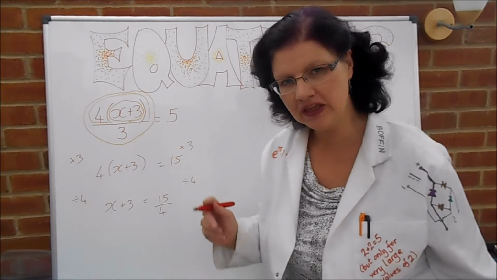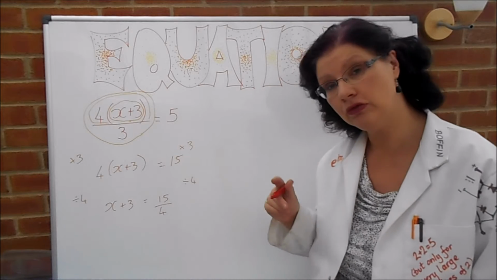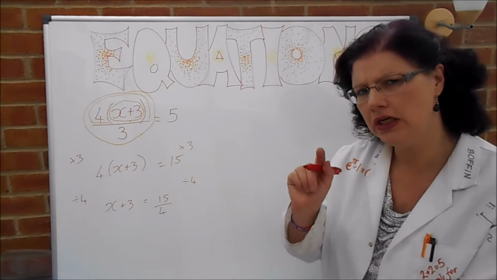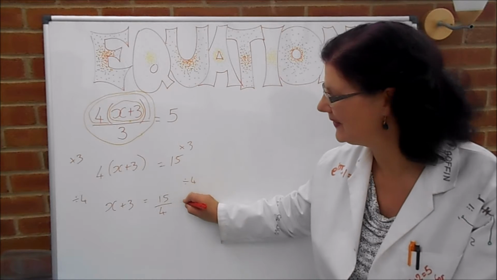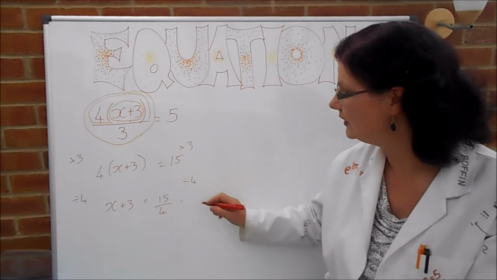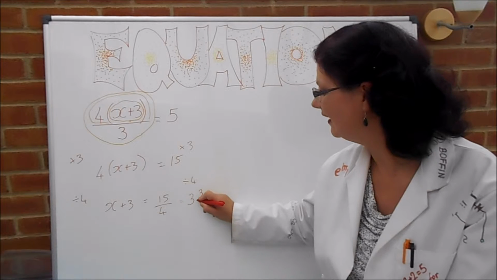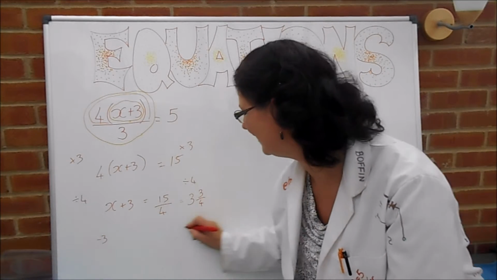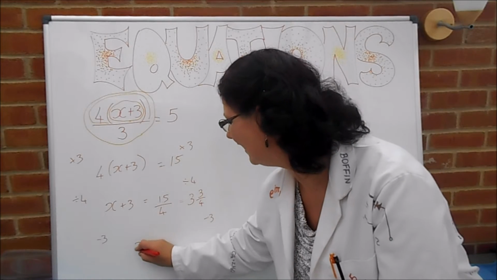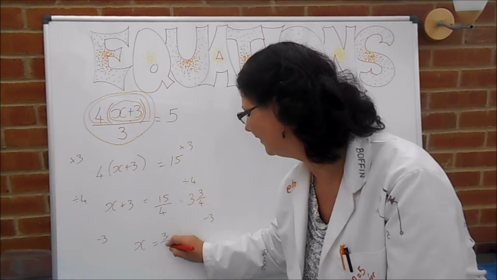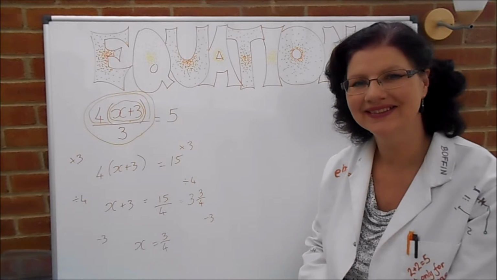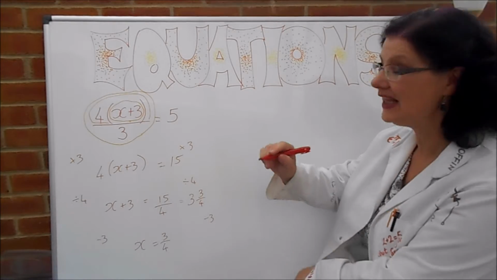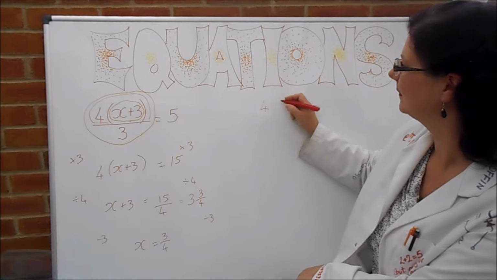And I think I'm going to leave that as a top-heavy fraction. You could turn that into a mixed number if you wanted to. Actually, no, I will turn that into a mixed number because it makes it come out quite nicely. 15 quarters is 3 and 3/4. And that makes it quite nice. When we take away the 3 at the end, we get x equals 3/4.